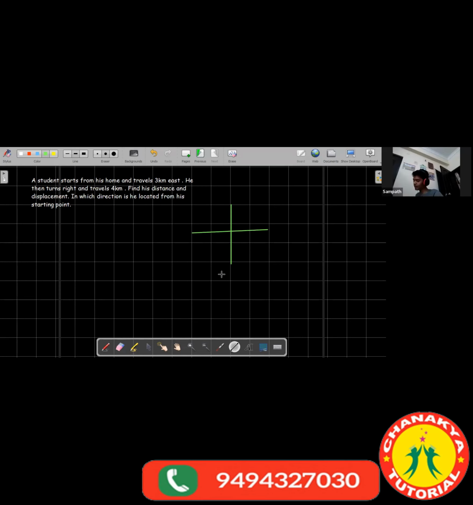The distance will be 7 kilometers. Displacement is 5 kilometers towards northeast. North, east. Check it once more. Okay, check the direction only.